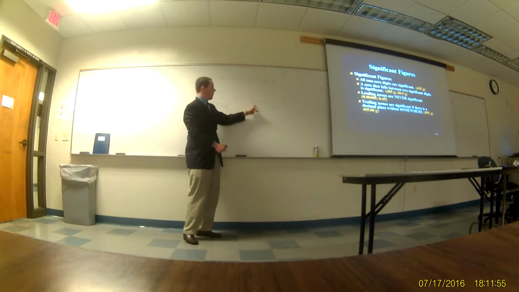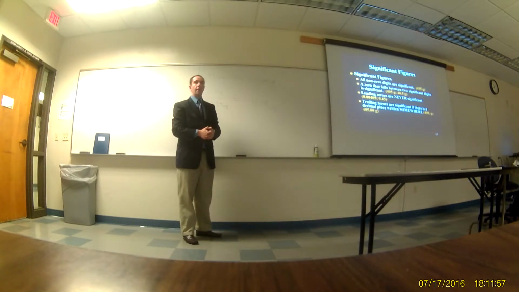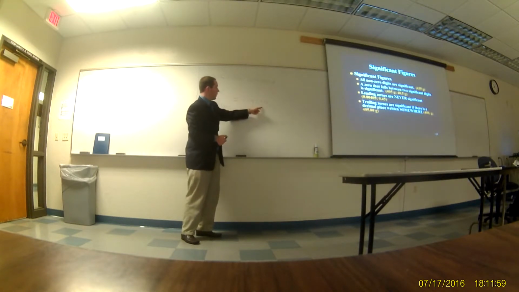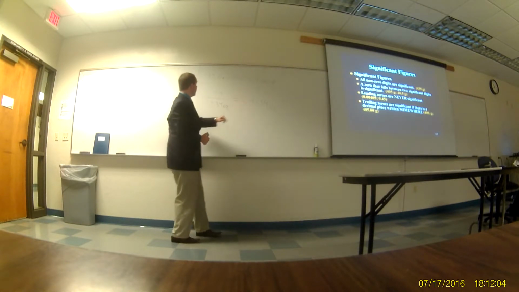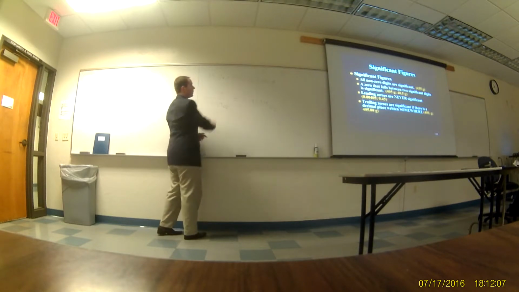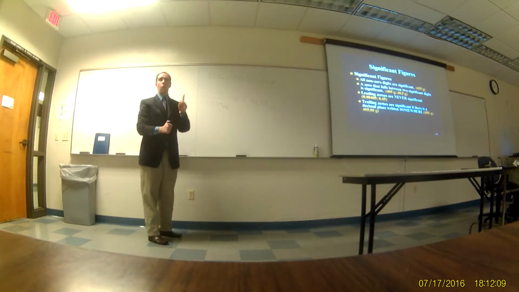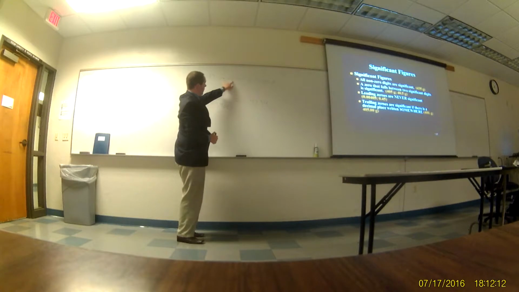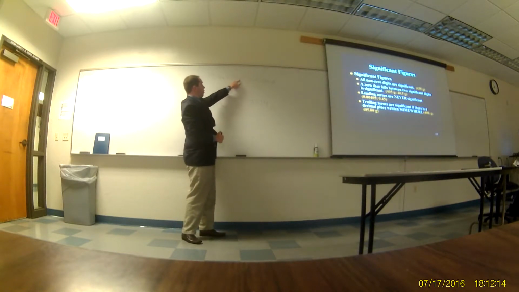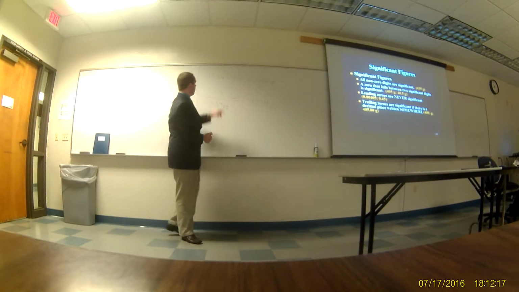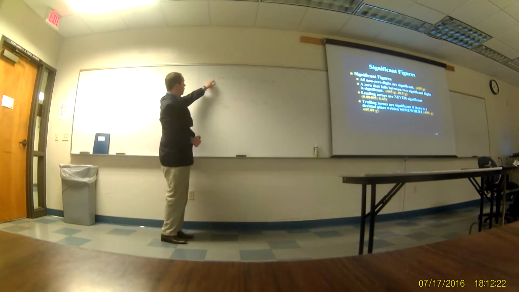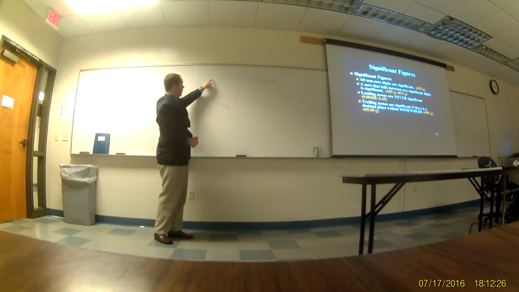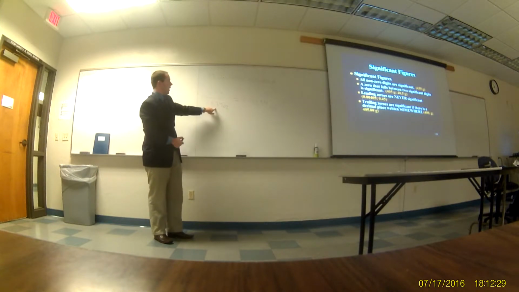How many sig figs are in that number? 4. These got 4 easy ones. That's a leading zero. It's never significant. How about that number? How many sig figs? 1. It's got the 1. There's no decimal point, so the trailing zeros are not significant. What about that number? 3. 1, 2, that's a trailing zero with a decimal point. So we have 1, 2, 3. How many in that number?